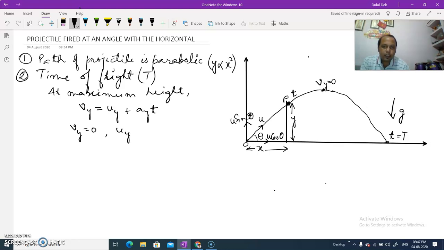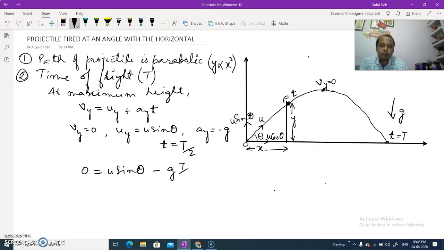The value of Uy, initial value along the y-axis, is U sin theta. So upward direction is taken as positive. So Ay will be equal to minus g. And the time to reach the surface again is T. But to reach the top, the time will be T by 2, half of the total time of flight. So we'll put this equation here. So 0 equal to Vy, which is U sin theta minus g into T by 2.